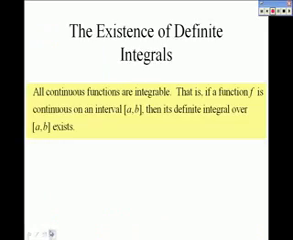Just a real quick kind of definition idea, I guess. The existence of definite integrals. All functions that are continuous are integrable. Say that 5 times fast. Meaning that we can find the integral of them, meaning that we can find the area under the curve.